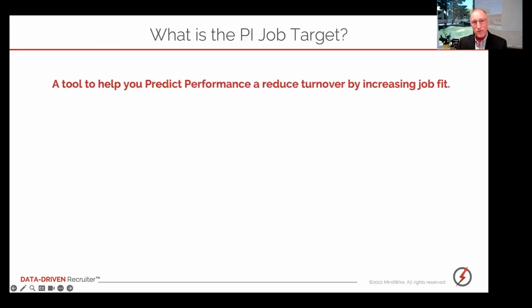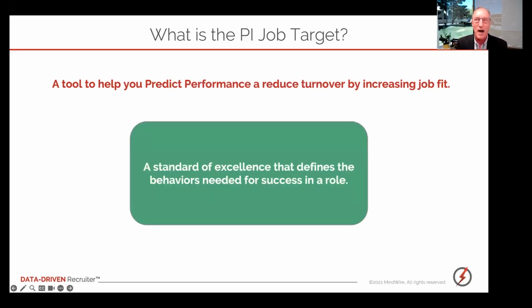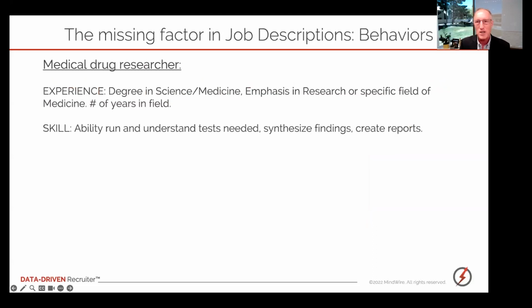So how do we find those people? First off, we're going to start with the job target. The PI job target is where we define a standard of excellence for behaviors and cognitive that are likely to provide high levels of performance and consistency over time. So let's talk about an example of what a PI job target might look like, what it might sound like, to take some of the verbiage that comes out of the job report and allows us to attract the right candidates. Let's just start with a position of medical drug researcher.